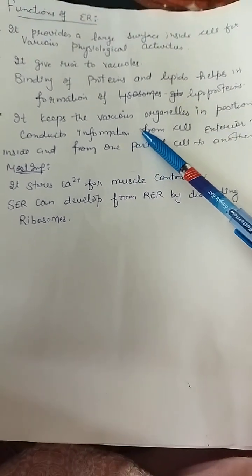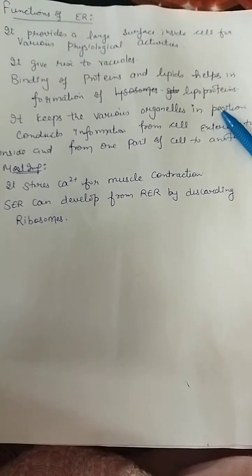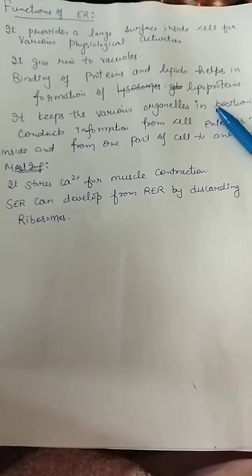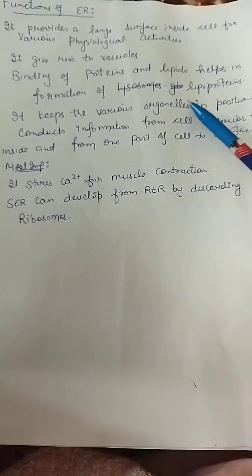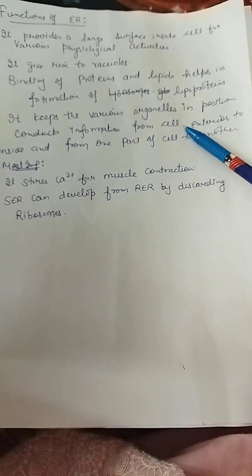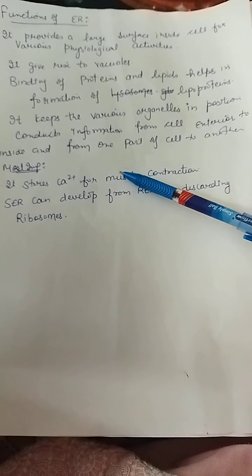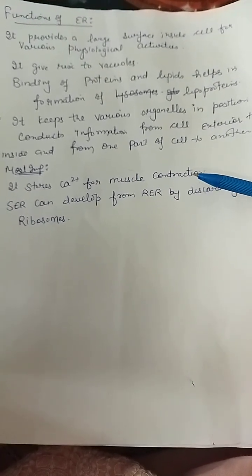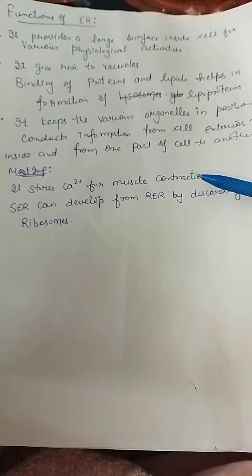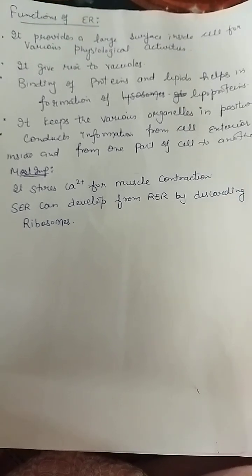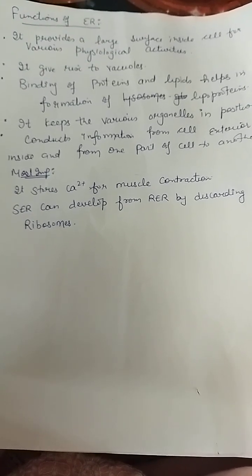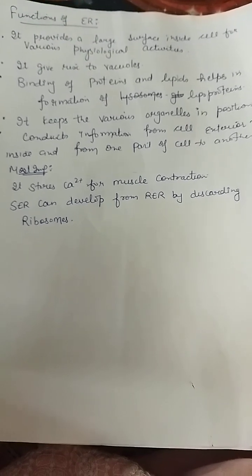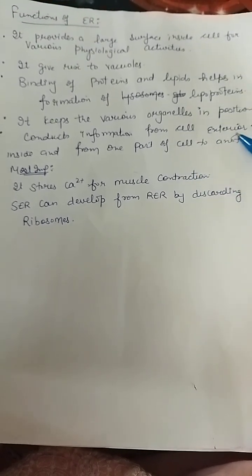Next, it keeps the various organelles in position. Due to the endoplasmic reticulum, various organelles are kept in their original position. And it also helps to conduct information from the cell exterior to the inside and from one part of the cell to another. It means the ER is the type of organelle which transmits information from outside of the cell to the internal part of the cell, or from one part of the cell to another.